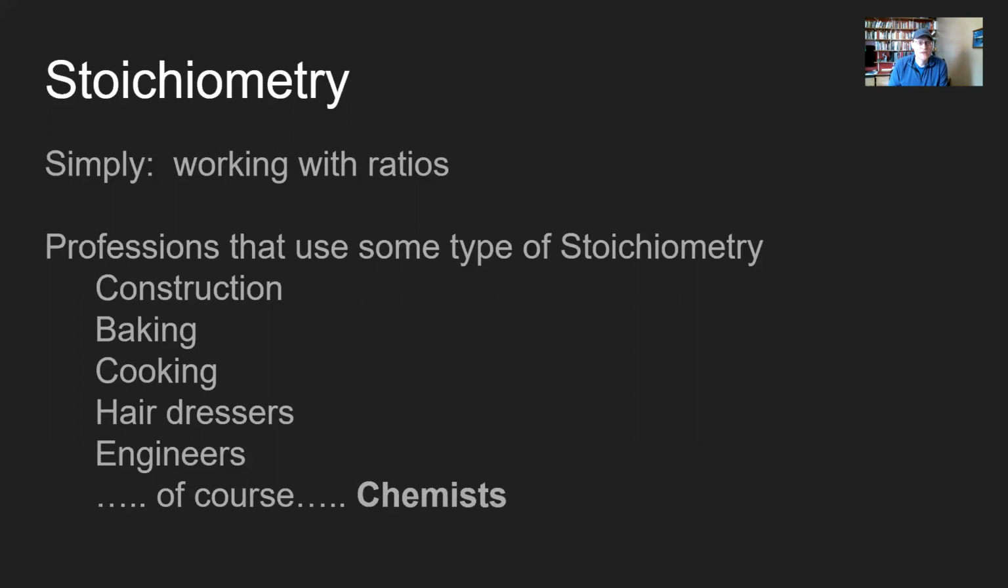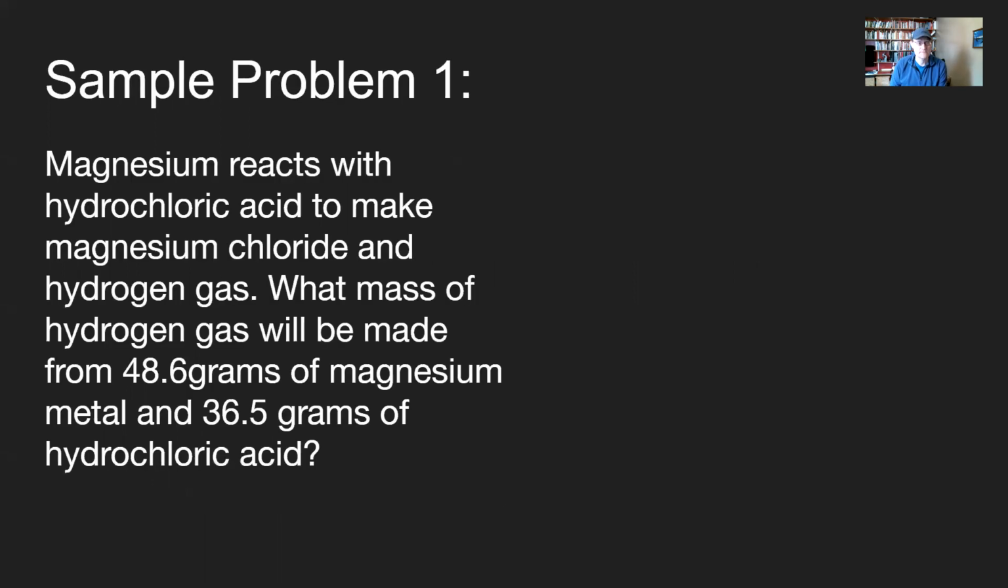Chemists are going to be using stoichiometry, and we've already started using that from the idea of the recipes when we've looked at BCA tables in the past. So now we're going to add the component of mass to it. So let's take a look at a sample problem.